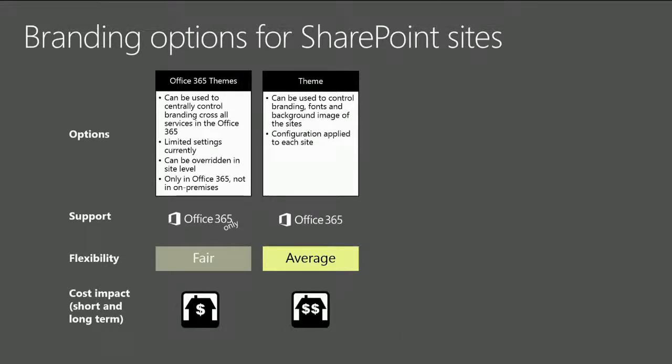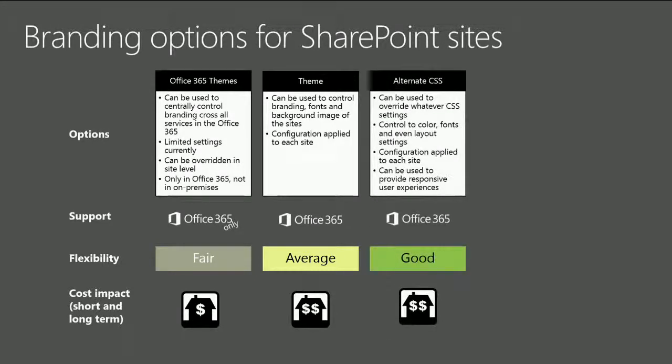SharePoint themes, flexibility is average. We can do a background image, we can do colors, we can do fonts, but we can't really relocate stuff. We can do significant styling, like we can do then with the third option, which is an alternate CSS. And then we can actually have really good flexibility from a branding manipulation perspective.